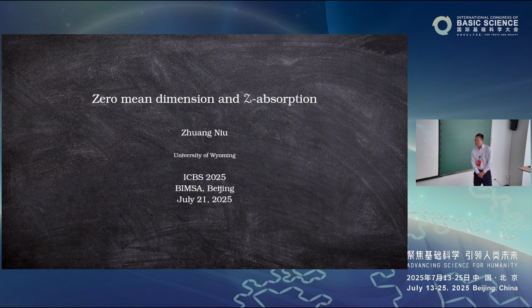It's my great honor. So this talk is going to be on the interplay between C-star algebras and topological dynamical systems. And for the C-star algebra part, that's Z-absorption. And for the topological dynamical system, that's going to be the zero mean dimension. This talk is based on several works with George Elliott of University of Toronto.